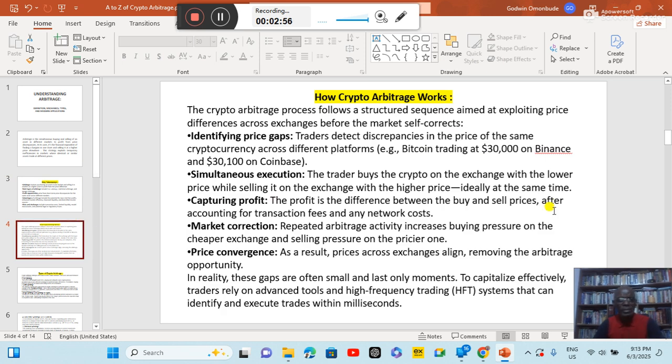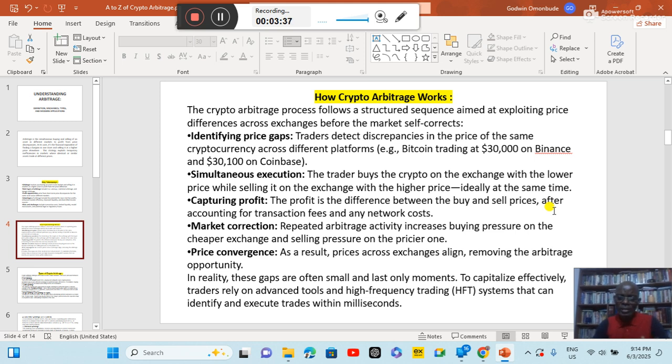How does arbitrage trading work? Number one, for you to go into arbitrage trading, you must be able to identify the price gap between one market and another market. For example, you find out that the price of Bitcoin is traded in one exchange, for example Binance, at $30,000, and you go to Coinbase and you discover that the same Bitcoin is being sold for $30,100. So there is a difference of $100, and that difference is where the profit comes from.